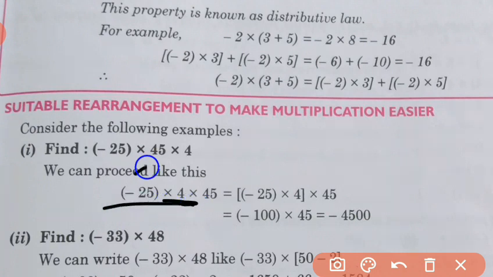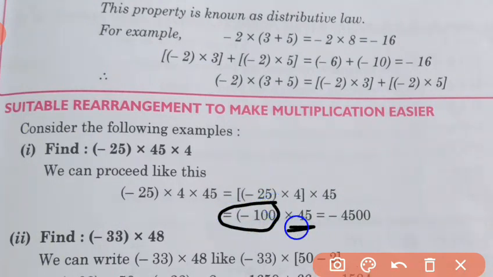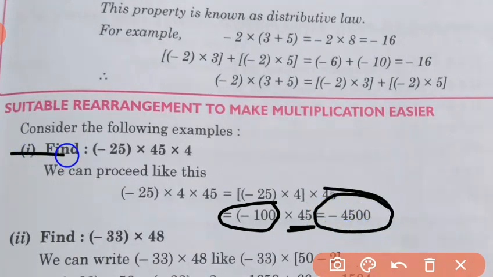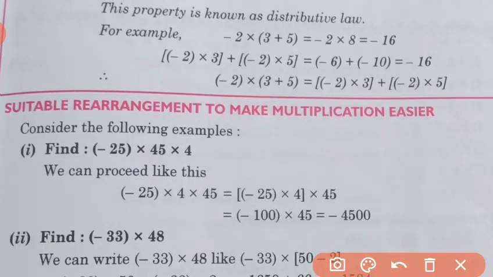For example, we have taken minus 25 and 4. If we multiply this first, we get minus 100, you can see that we got minus 100 with 0s. Then lastly we'll multiply by 45. So 45 into 100 is minus 4500. You can see that within less than 1 minute we have solved this question.